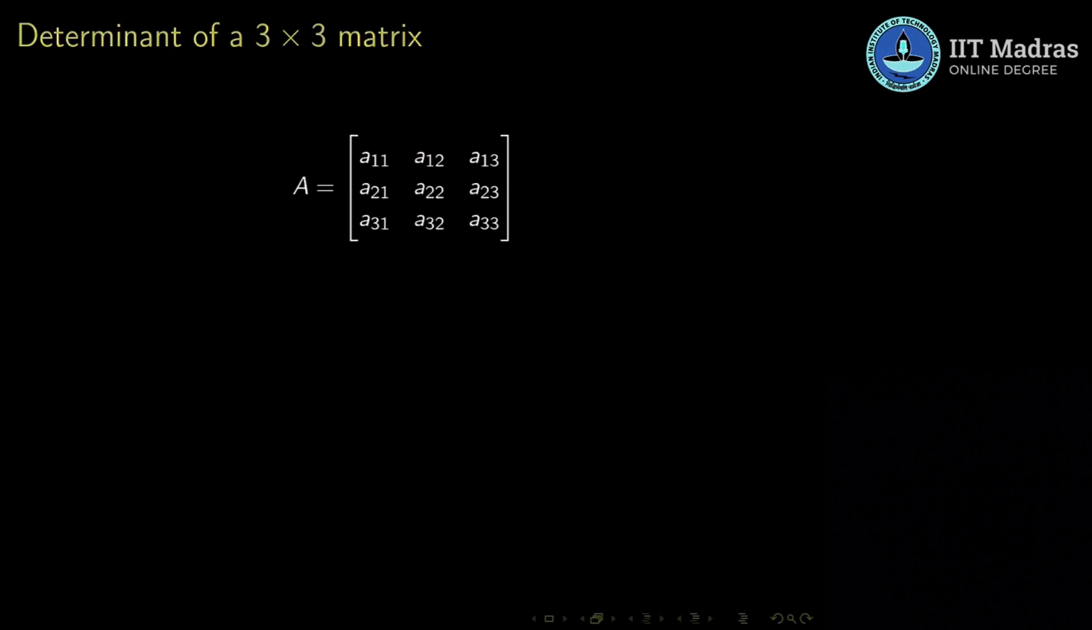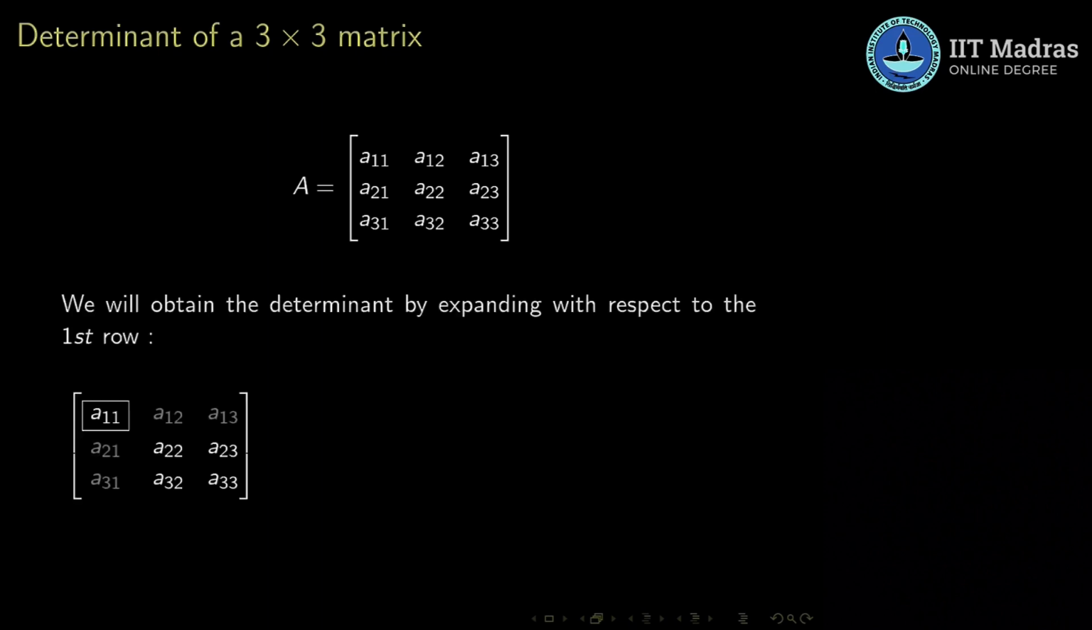So, suppose we have a 3 by 3 matrix, let us call it A, and now we will write the entries in the way we learnt in the matrix video. So, A11, A12, A13, A21, A22, A23, A31, A32, A33. Okay. So, what is the determinant of A? We are going to obtain this in a very particular manner. We will obtain the determinant by expanding with respect to the first row.